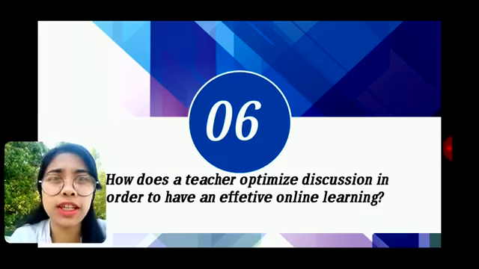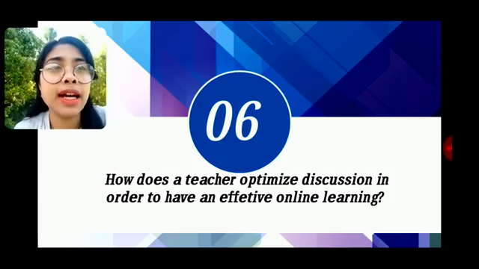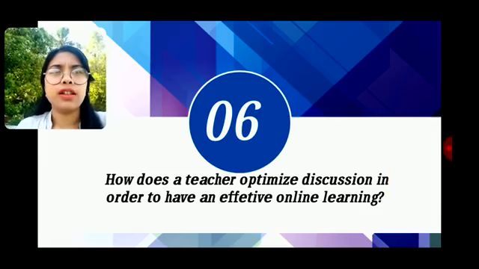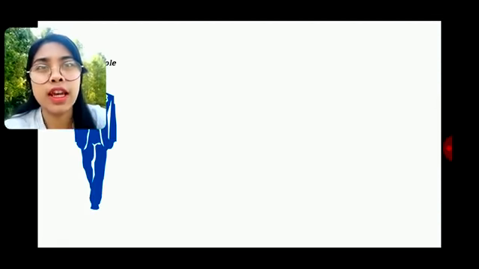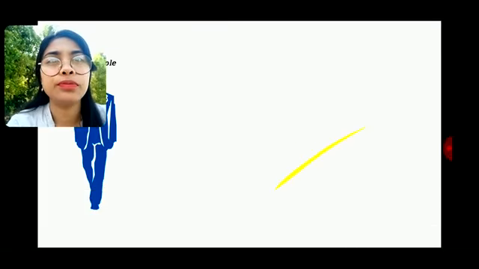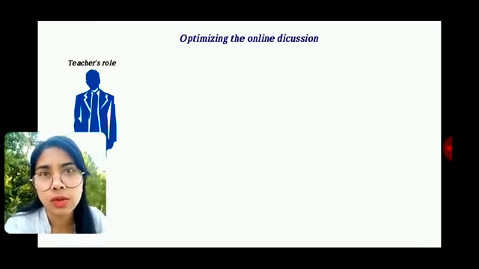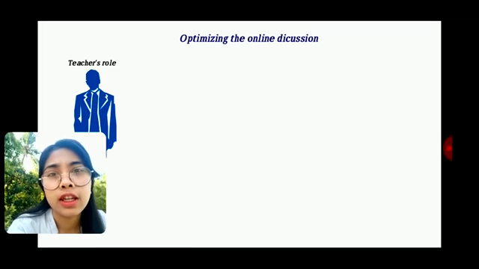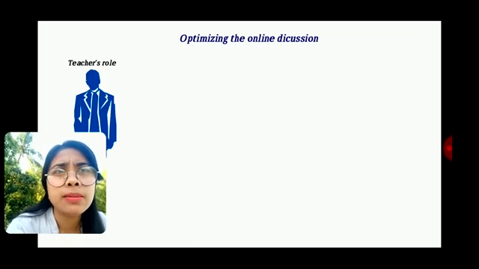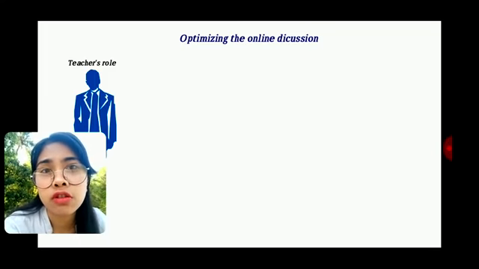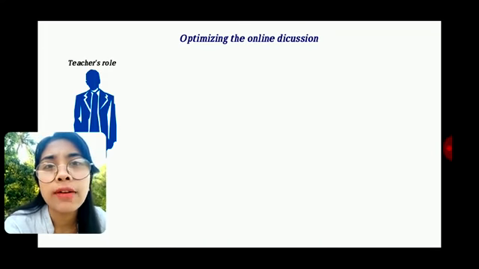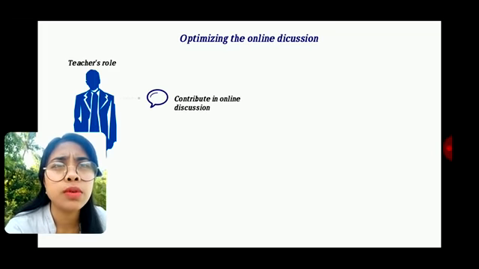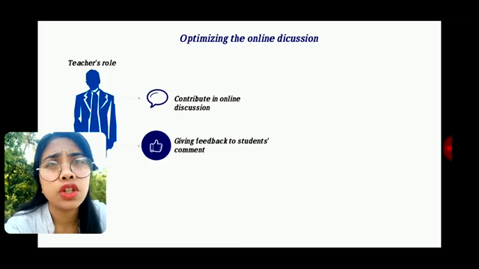The next question is, how does a teacher optimize discussion in order to have effective online learning? Great question. Online discussion is one of the important activities in online learning, and for optimizing online discussion to get effective learning, the teacher has a role. As a teacher, the teacher should contribute to online discussion.